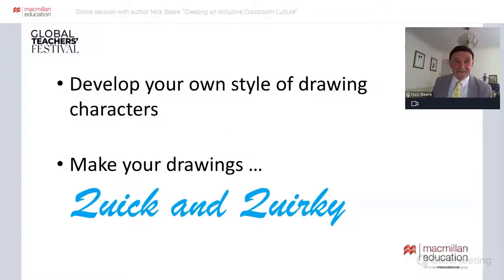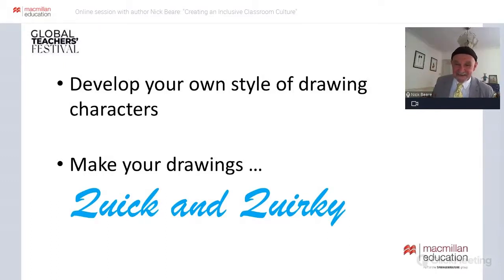As an example, I've got here, develop your own style of drawing characters, which is quick. Make your drawings quick. That's rather difficult writing. That's a cue. Quick and quirky. So quick, as in you get it done really quickly. You don't have students looking at you drawing an exquisitely drawn person, an absolutely perfect resemblance of somebody. What are they doing? No, they're not looking, they're doing other things. So it's going to be quick and quirky, something that's a little bit funny, so probably they can laugh a little bit at it.